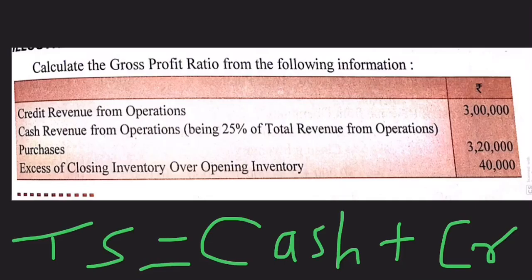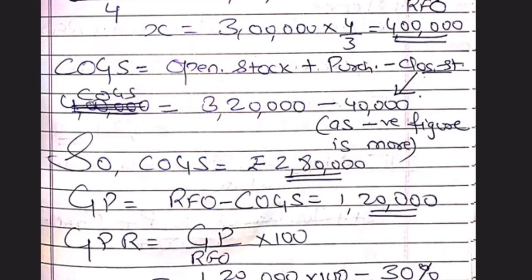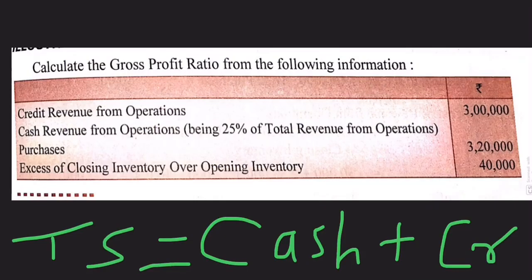Purchases is given how much? See, purchase is given rupees 3,20,000. So purchase is given 3,20,000. Now the next one is for closing and opening stock. So the line is given that excess of closing inventory over opening inventory. It means closing stock is rupees 40,000 more than opening stock.